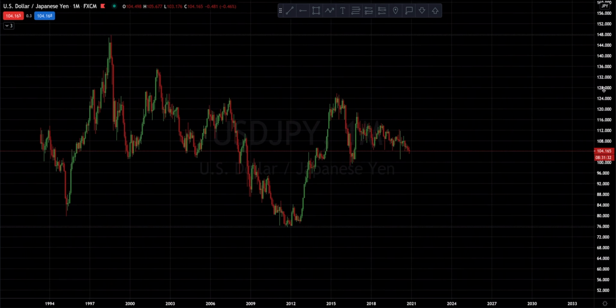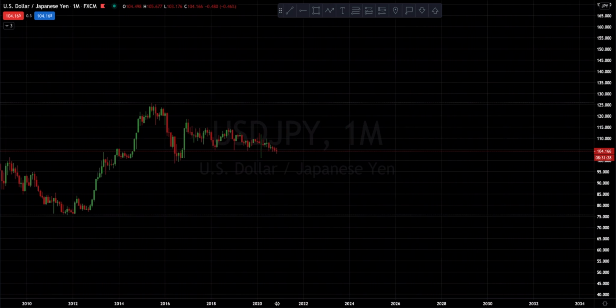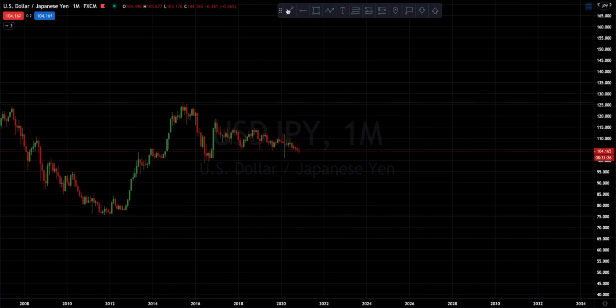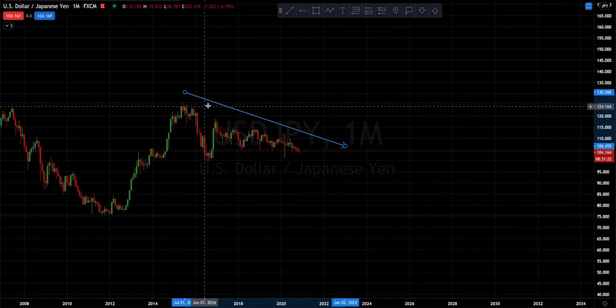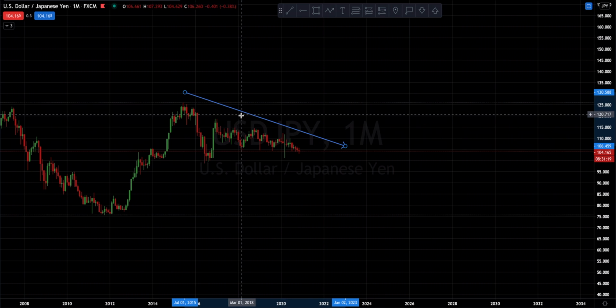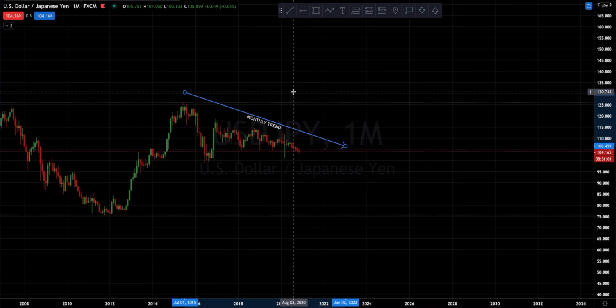So we see here, for the most part, it was in a downtrend, and still is in a downtrend if you take it right here. So I'm just gonna draw this. It's a trend line. I'm gonna put daily on it. Actually, monthly. So this is a monthly trend, right? The monthly trend is going down.